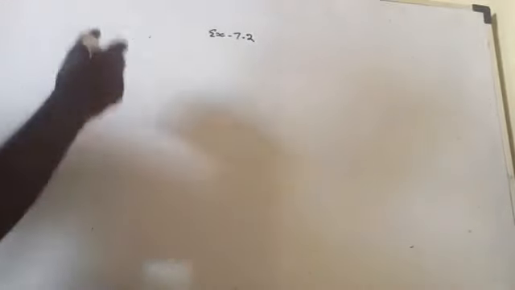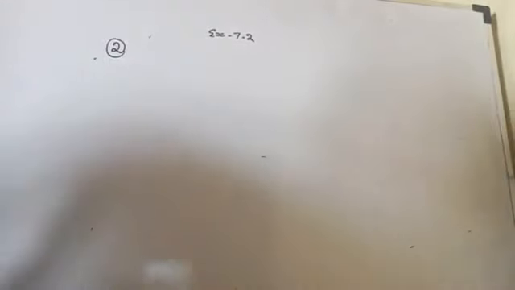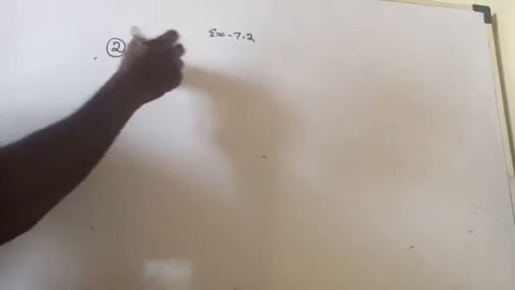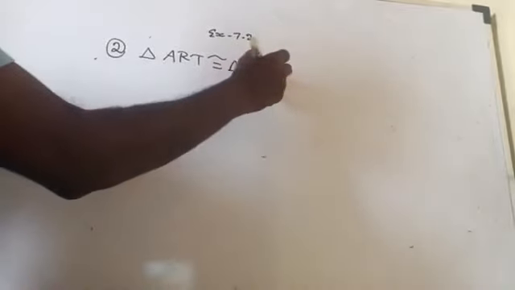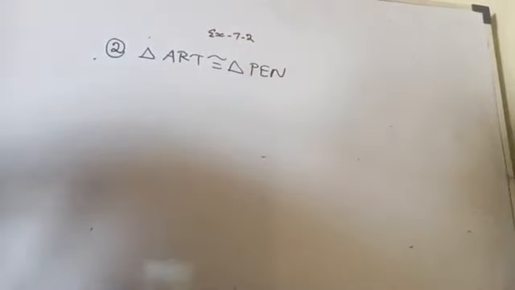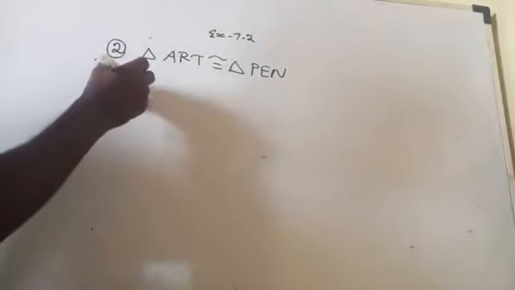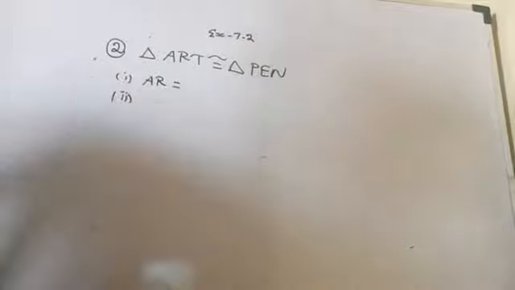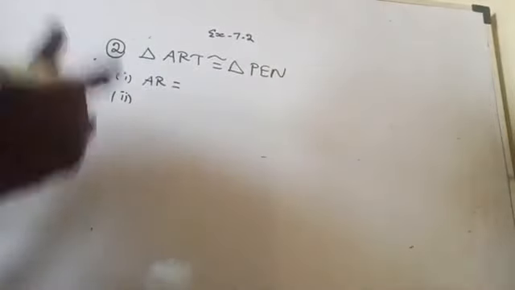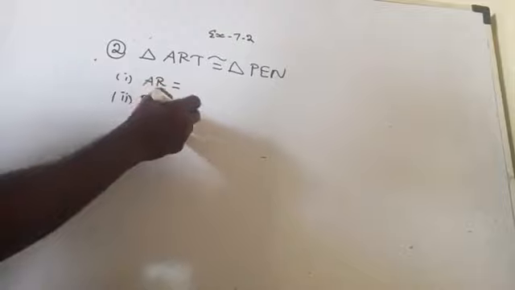Question number 2. If you want to prove that triangle ART is congruent to triangle PEN, and you have to use the SSS criterion, you need to show the first one is AR equal to, and the second part, RT equal to, then AT equal to.